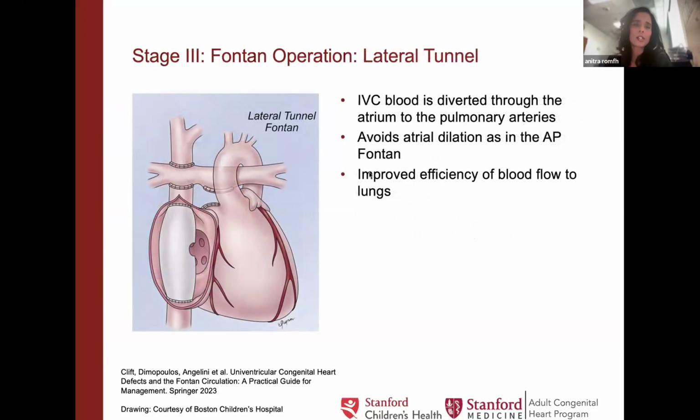So then another iteration of Fontan that you may see is the lateral tunnel Fontan. And in here, remember, we already established the SVC to the cavo pulmonary anastomosis. So now, how will we divert our IVC blood? The IVC blood is diverted through the heart, to the pulmonary arteries. And this avoids that atrial dilation that we experienced in the AP Fontan. And that has improved efficiency of flow to the lungs.